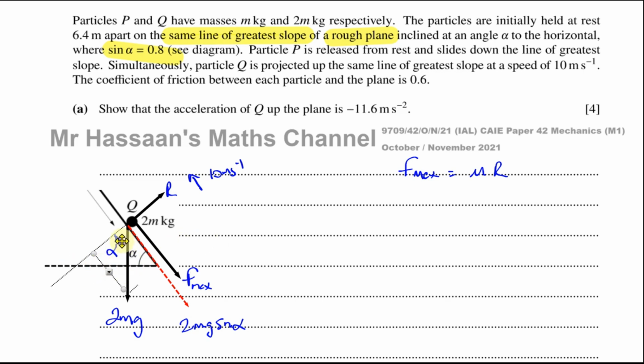Think of it like this. This is the opposite side, so we're going away from the angle given. We're trying to resolve the force in this direction, so it's going to be the opposite. And so that's 2mg sine alpha.